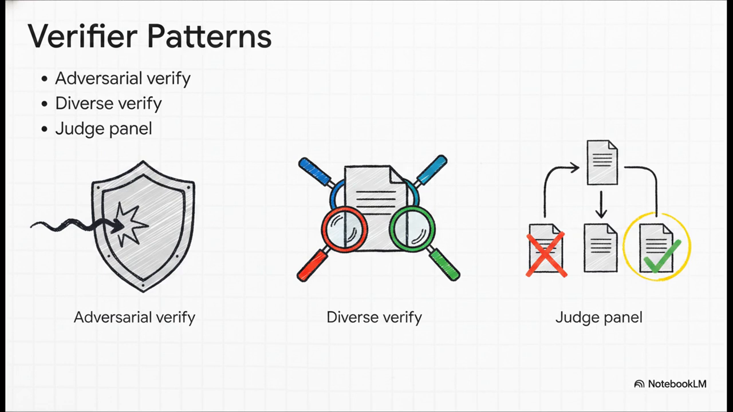An adversarial verifier spawns independent skeptics specifically designed to refute a finding. It only passes if it survives the attack. A prospective diverse verifier gives each agent a distinct lens, like, say, one checking purely for security, another purely for correctness, because diverse checks catch blind spots. And a judge panel generates multiple attempts, has parallel judges score them, and then synthesizes the absolute best parts of the runners-up.